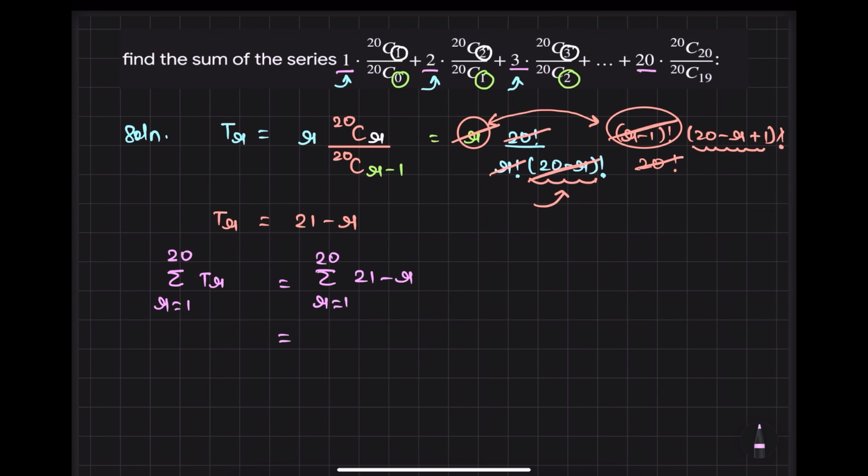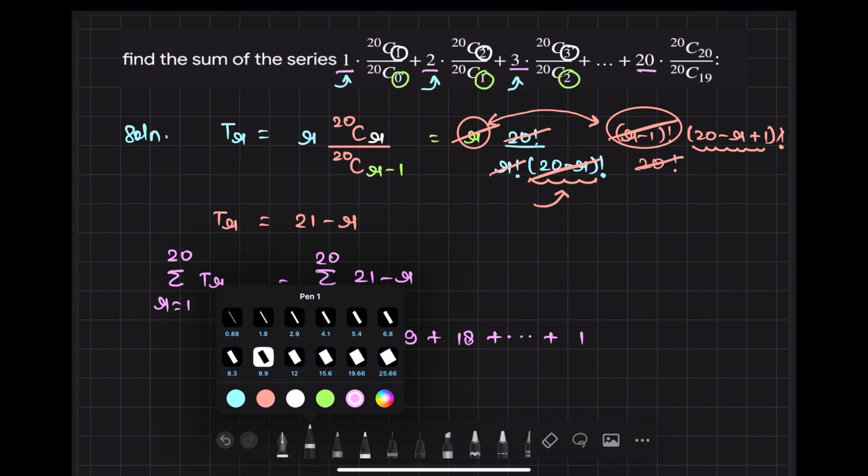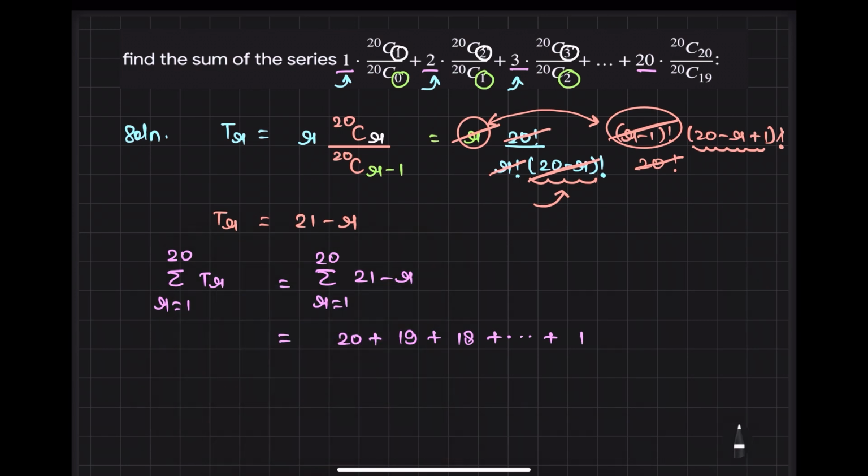The first value of r is 1, so it is 20. The second value of r is 2, so it is 19. The third value of r is 3, so it is 18, and it will keep on going until you put r as 20. The moment r is 20, it is 1. Now you can clearly observe that it is the sum of the first 20 natural numbers.